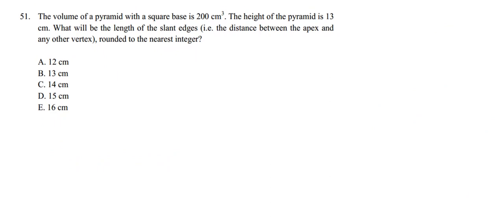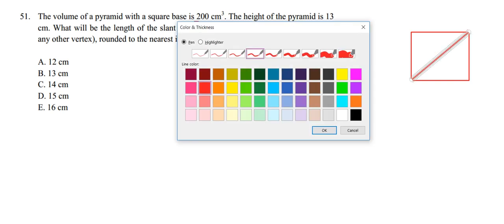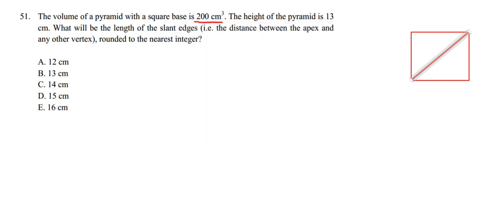So question 51 says the volume of a pyramid with a square base is 200 centimeter cube. So here we are talking about a pyramid which has a square base. So first let us draw the square base of the pyramid. So this is basically the base of the pyramid, and let us draw diagonals because we require diagonals always whenever we do a sum of squares. So here is the base of the pyramid and its volume is 200 centimeter cube.